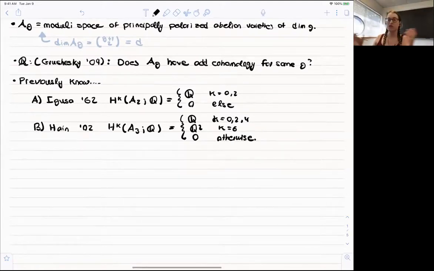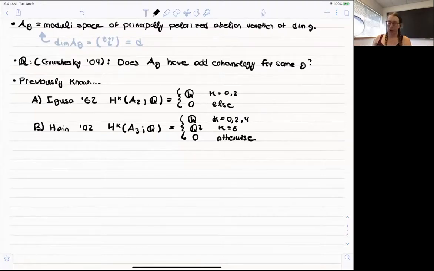And really, this is all that was known about the cohomology of A_g in the direction of Grushevsky's question. Certainly other things were known. For example, the stable cohomology or the orbifold Euler characteristic are things that were known classically. But if we actually wanted to talk about, can we really understand the rational cohomology explicitly, really the result of Igusa for A_2 and the work of Hain for A_3 is all that was known in the direction of this question.